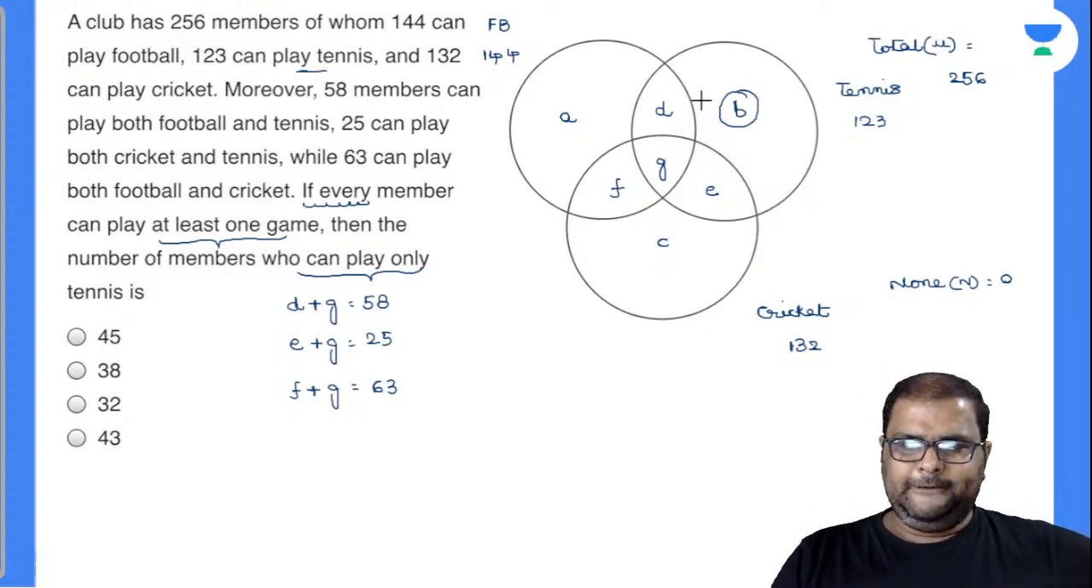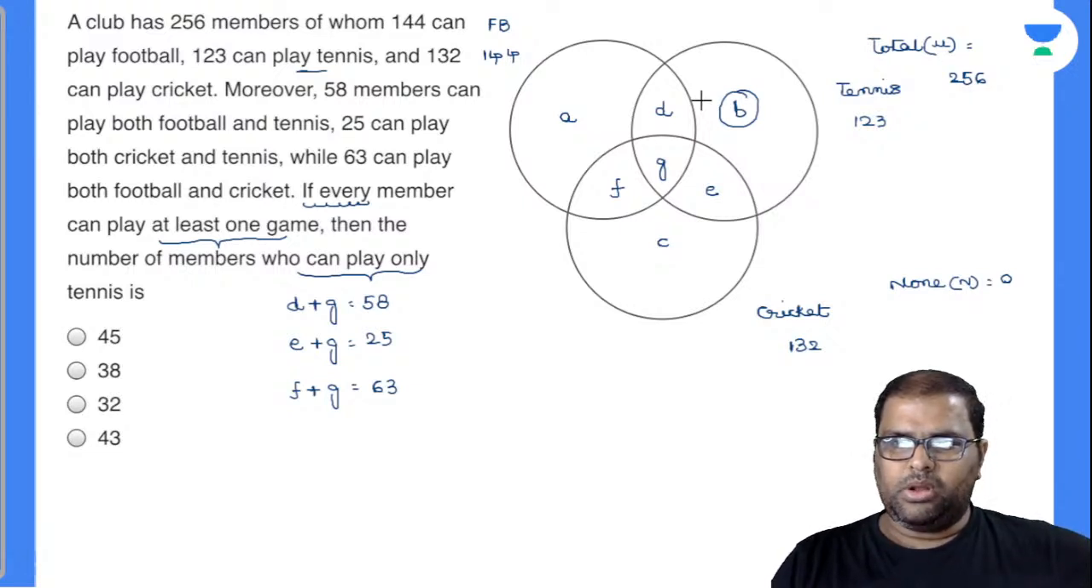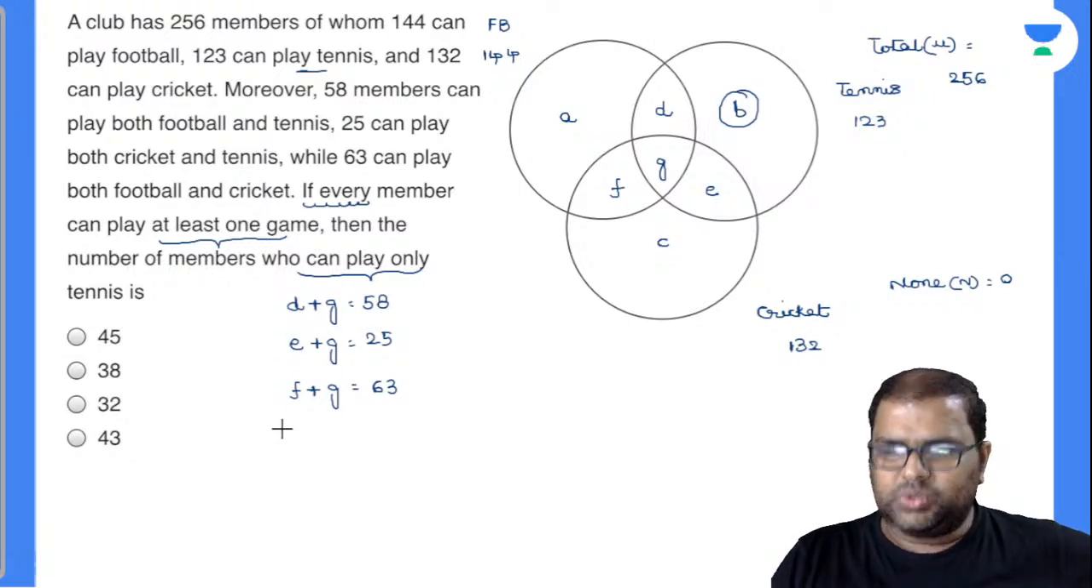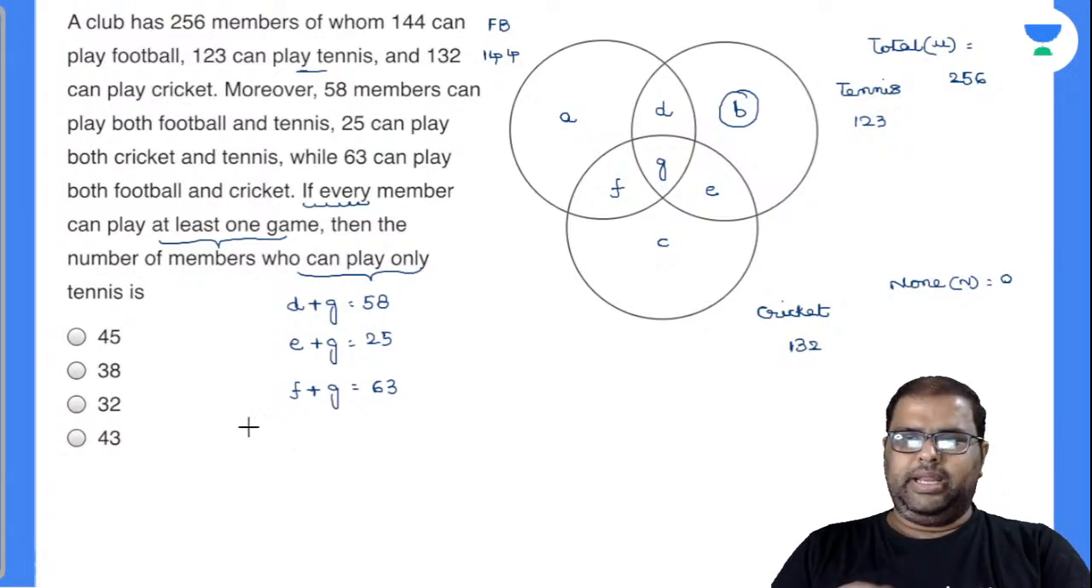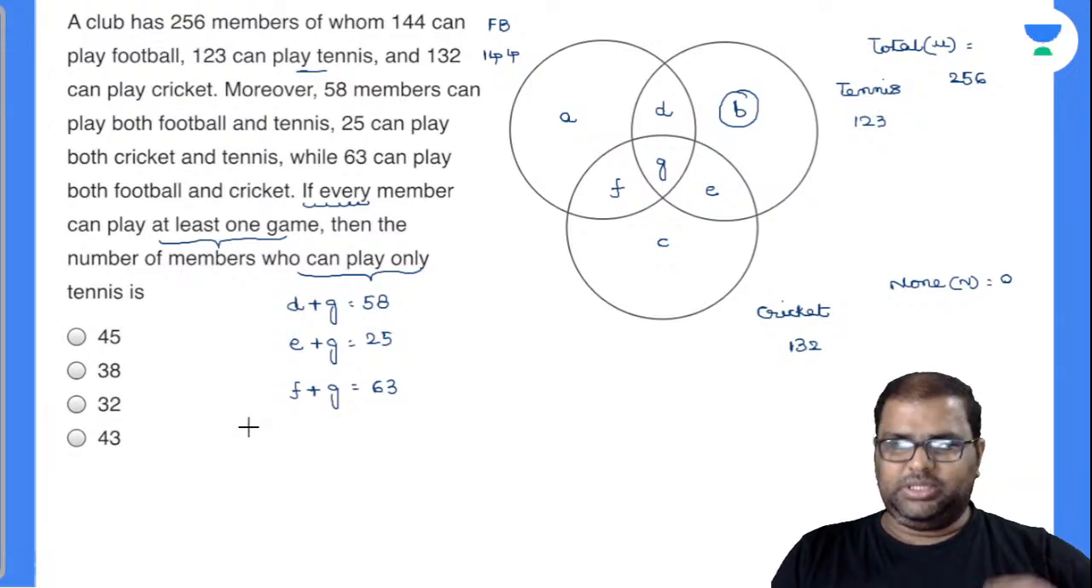So how shall we solve this question? How shall we start? Can anybody say? Waiting for your answer. I know these values, so D plus E plus G plus... okay, it doesn't make any sense here. Any other value? I'll solve this question like this.